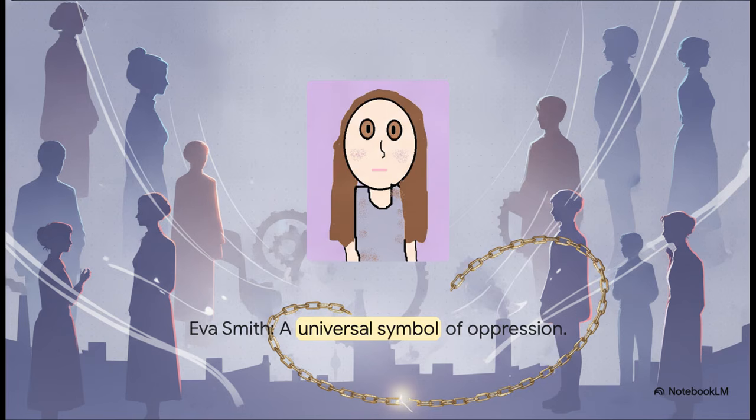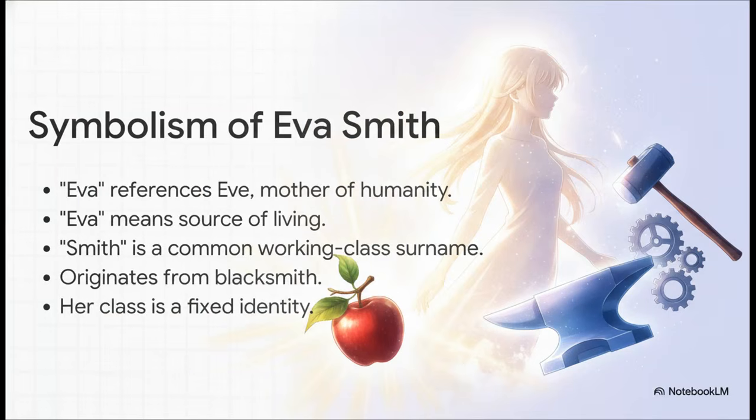So she isn't just one person, right? She is a representation of an entire demographic. It's actually amazing how Priestley constructs her very name to carry such profound meaning. Eva is a direct reference to Eve, the biblical mother of humanity, and it translates to source of living, which, if you think about it, makes her suicide deeply paradoxical and ironic.